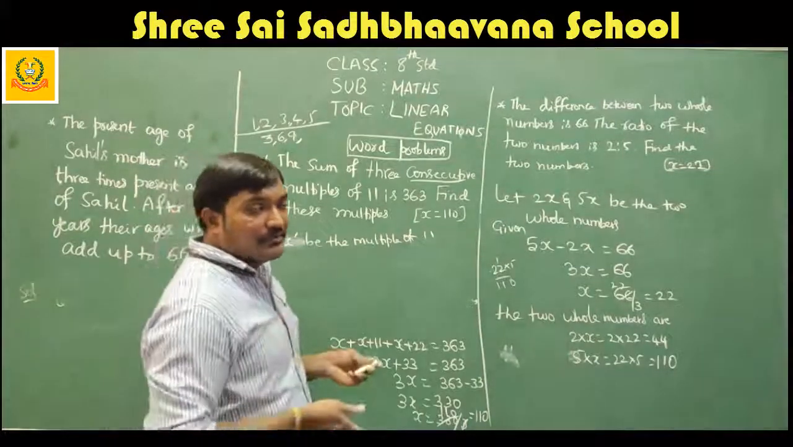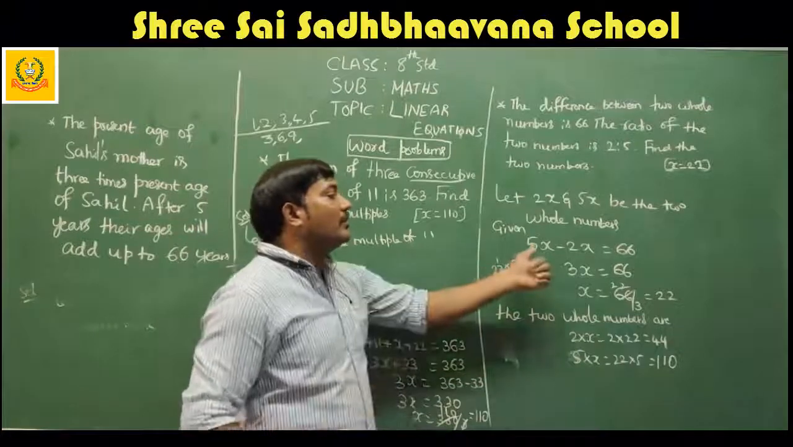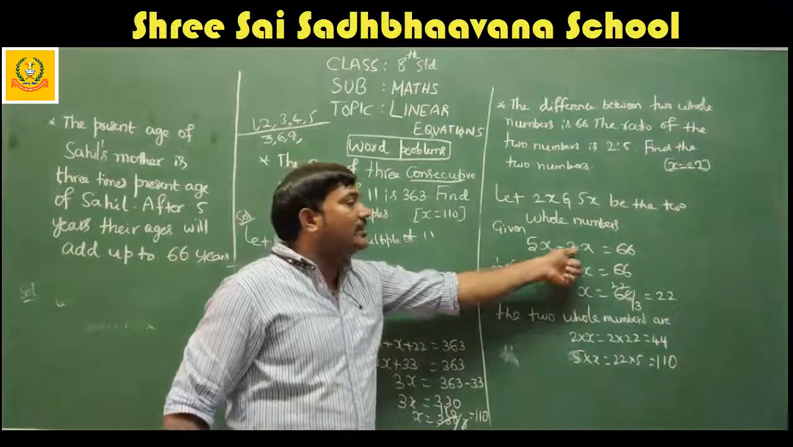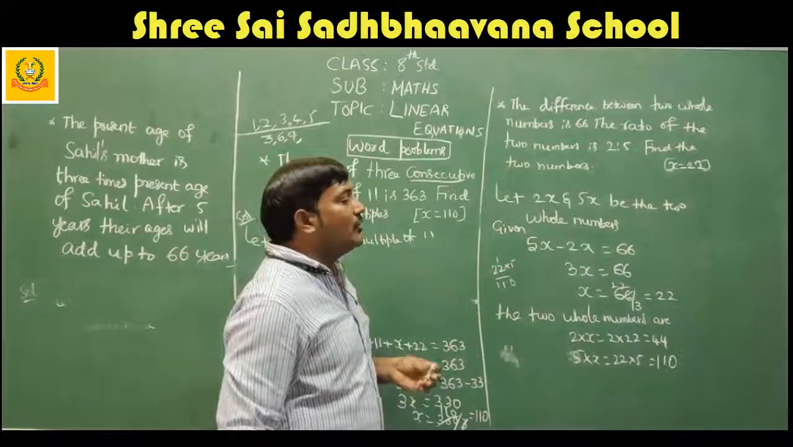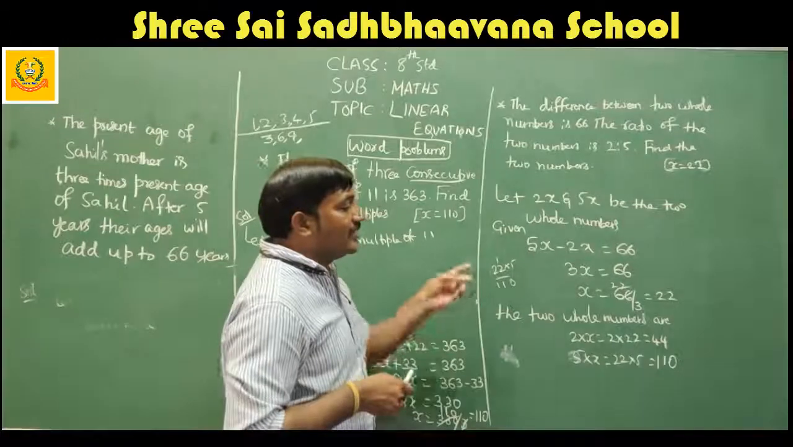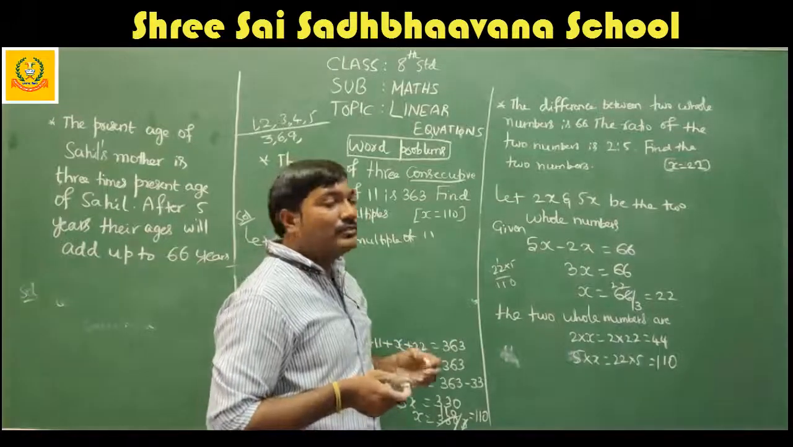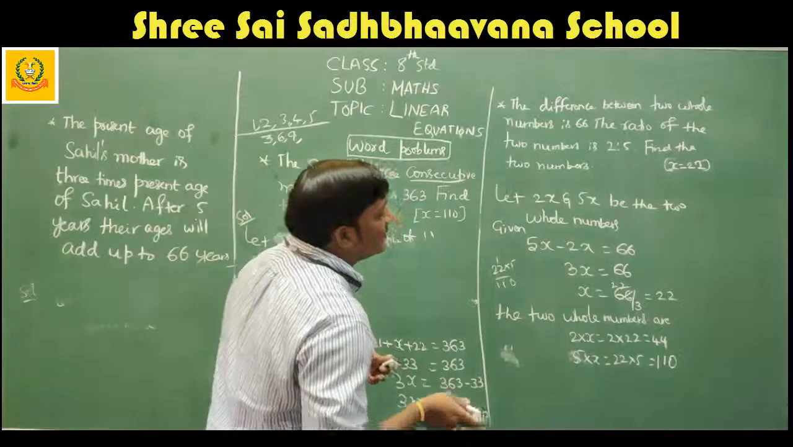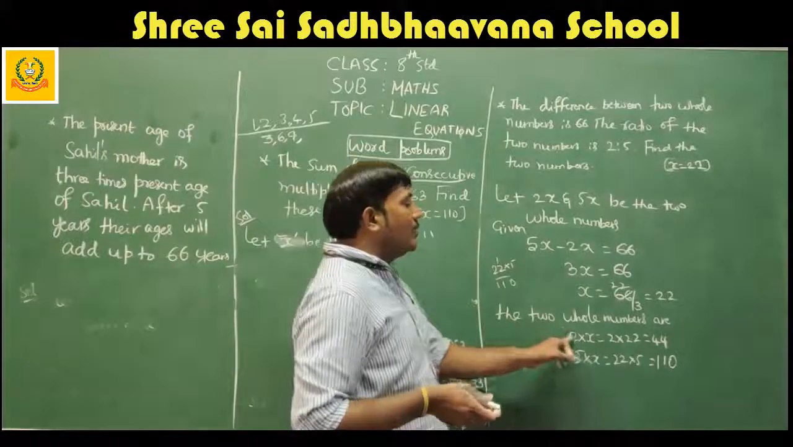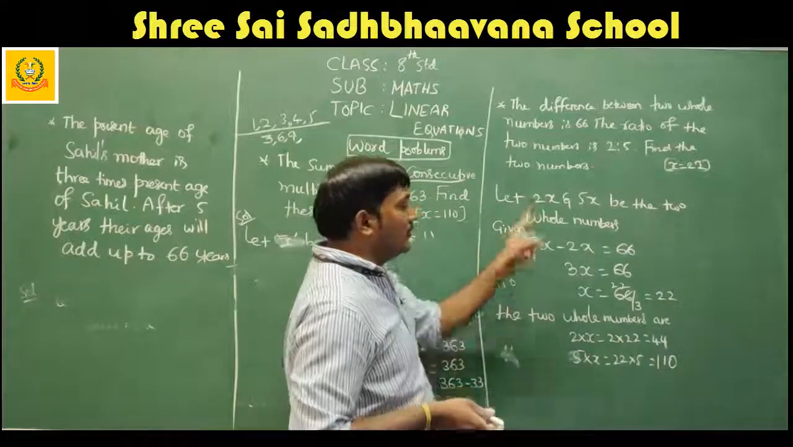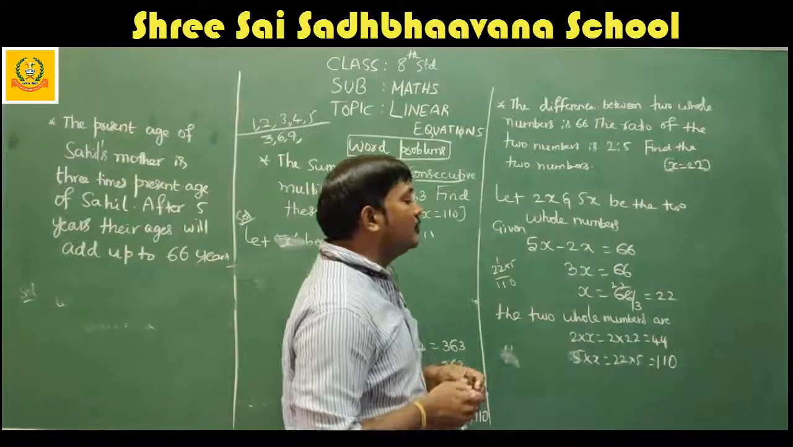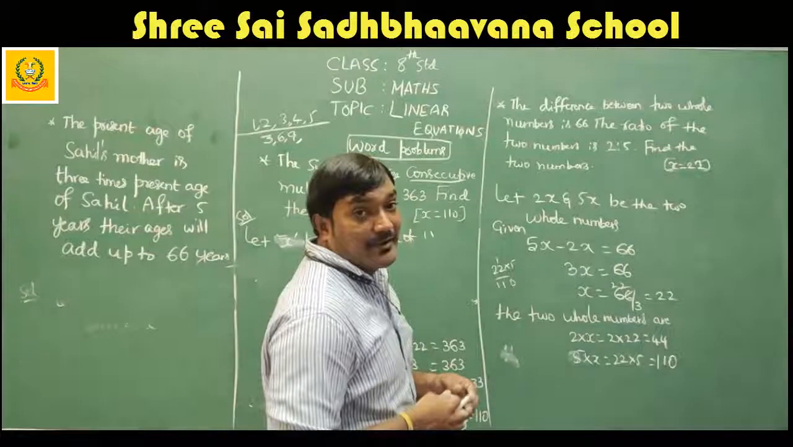Whenever you take a difference, you should subtract the lower number from the higher number. So 5x is the highest one. So 5x minus 2x is equal to 66, which is 3x. 3x is equal to 66, and x is 66 by 3, which is 22. So the whole numbers are 2x and 5x: 2 into 22 is 44, and 5 into 22 is 110.